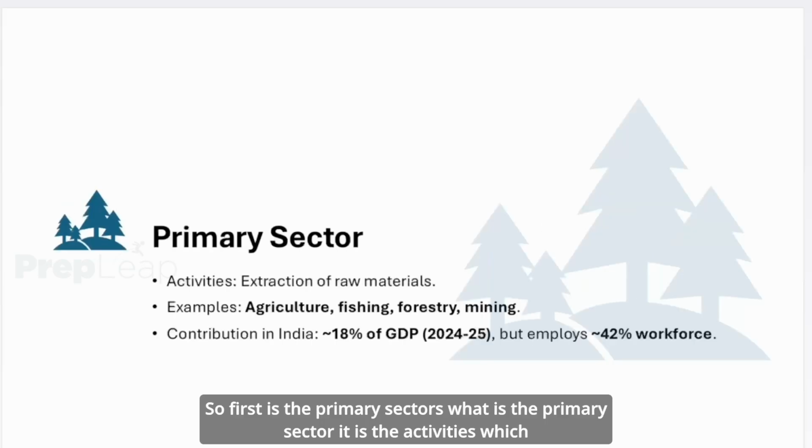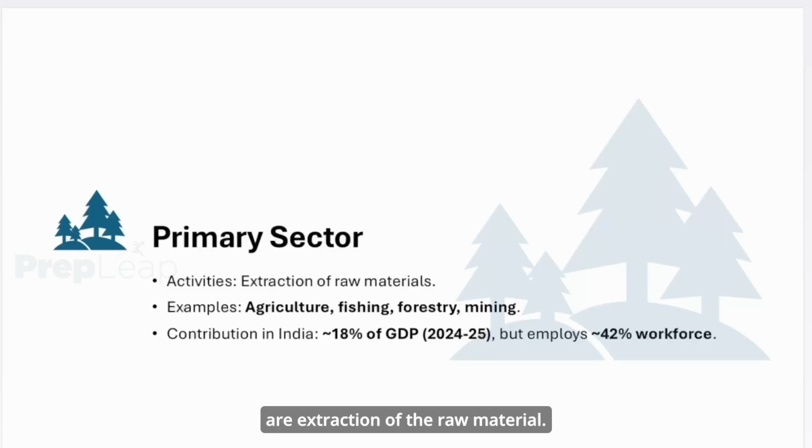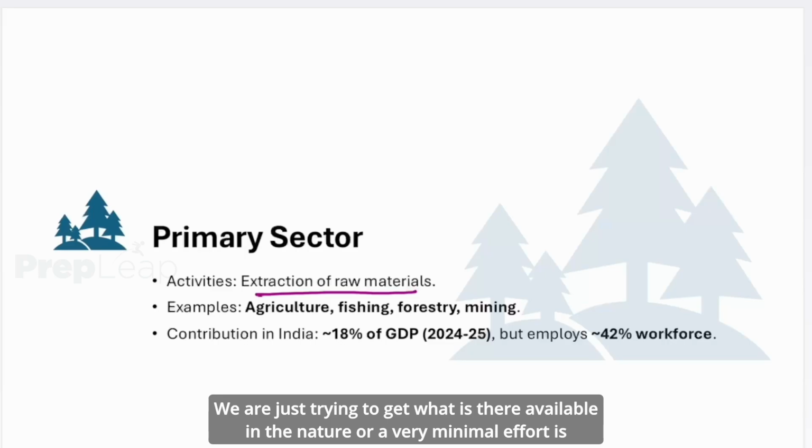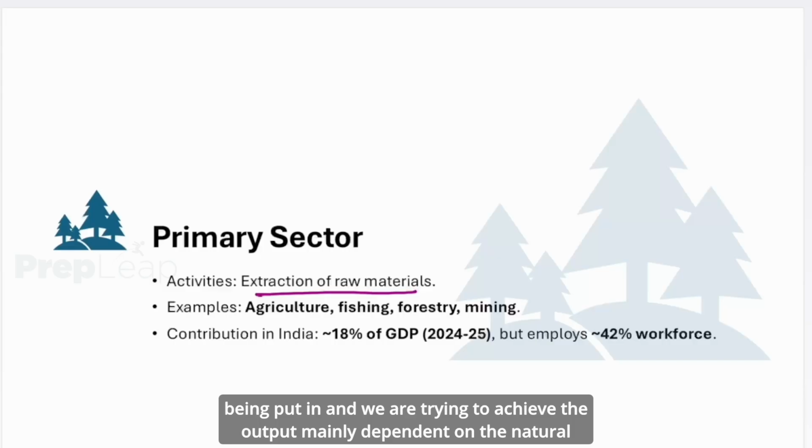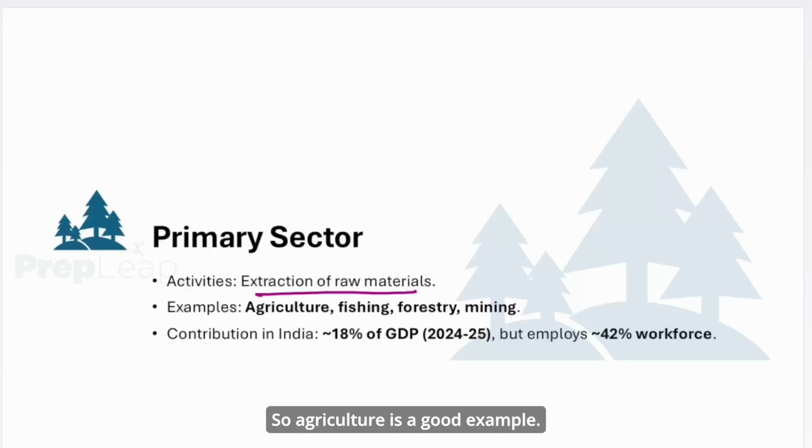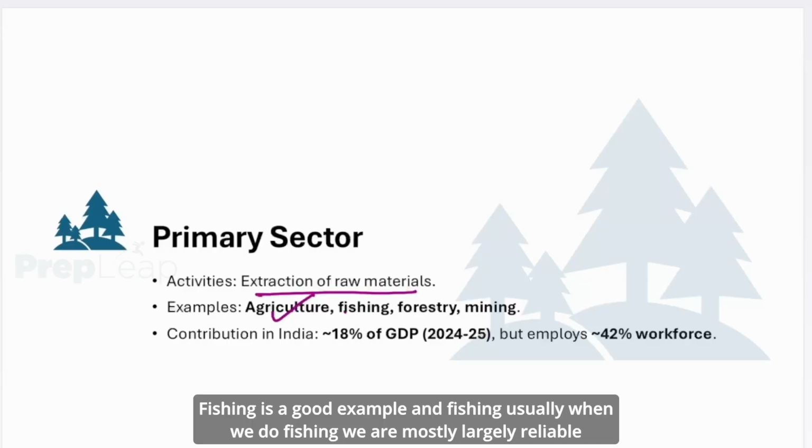So first is the primary sector. What is the primary sector? It is the activities which are the extraction of raw material. So there is no processing per se. We are just trying to get what is available in nature, or a very minimal effort is being put in, and we are trying to achieve the output mainly dependent on natural resources. So agriculture is a good example. Fishing is a good example.